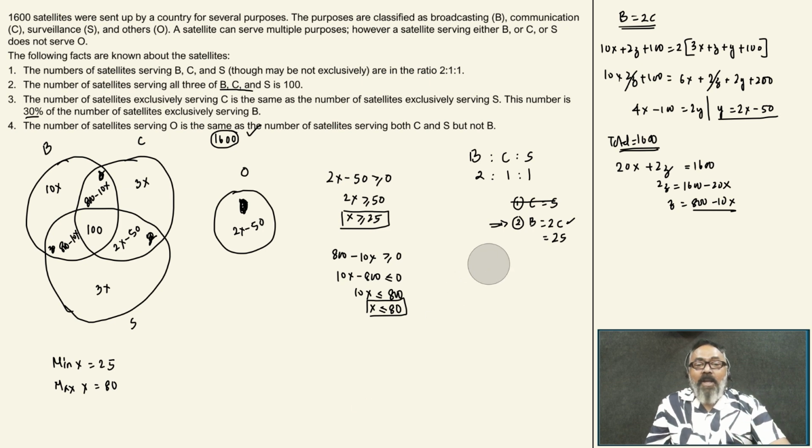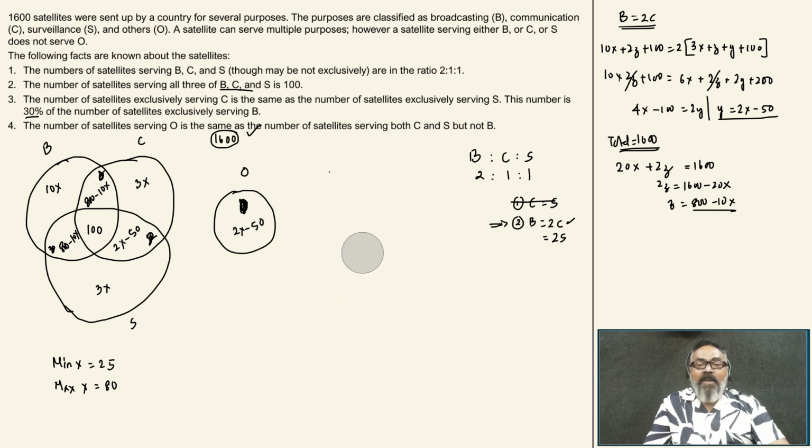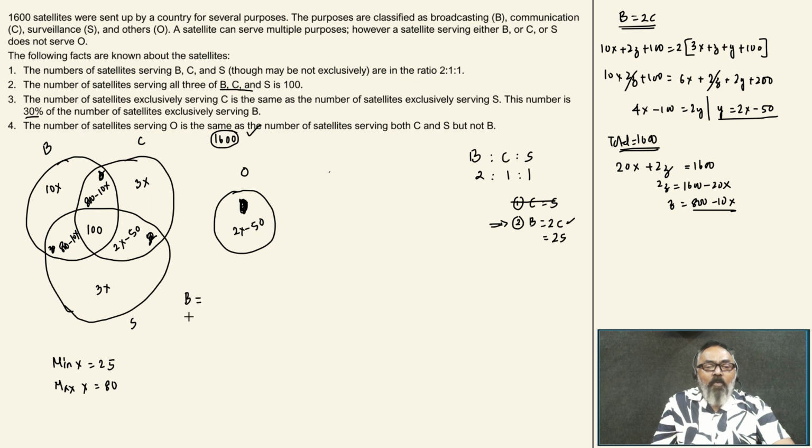Okay, that's it. Now we got all of this. At this point we can go ahead, but we can also write something like, let's say, what would be B, what will be C, what will be S, what will be O, might be useful. O is 2x minus 50. That is something that we get. What is S? C and S are the same.